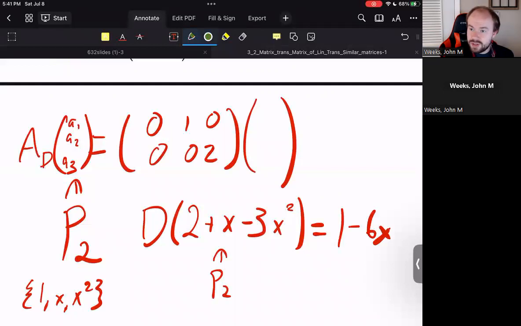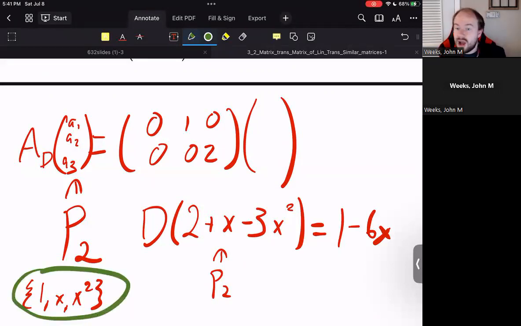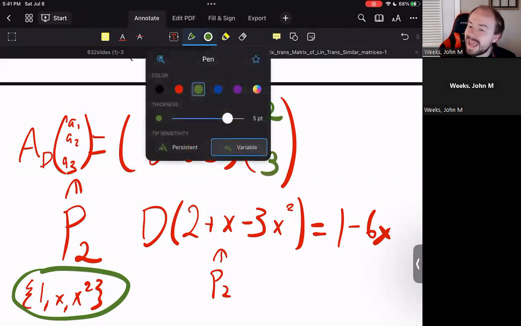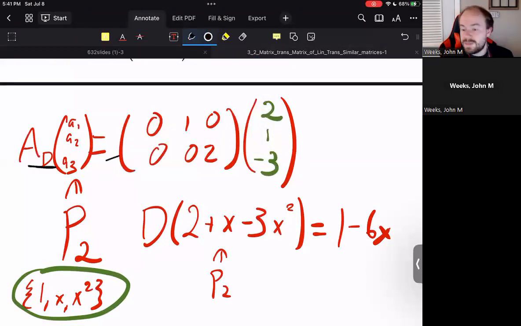Well, our constant term, remember we're writing this in terms of this standard basis. So our constant term is going to be 2. Our x term is going to be 1. And then our x squared term is going to be negative 3. Let's see what answer we get if we plug it into this matrix of the derivative here. If I go through and multiply this through, I should get 0 times 2 plus 1 times 1 plus 0 times negative 3. That's 1.